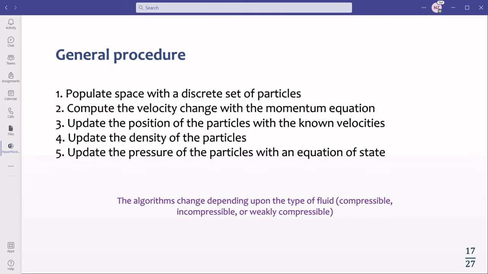We have to populate the space with discrete particles. We need to compute velocity changes with the momentum equations. We can update the positions knowing those velocities, right? And we can summarize this as: every time we have solved for the location of our particles, we can compute any other scalar property or even vector property. Once we update the location, we have the properties of the next time step. And then, for example, updating density gives us pressure in an isothermal condition.